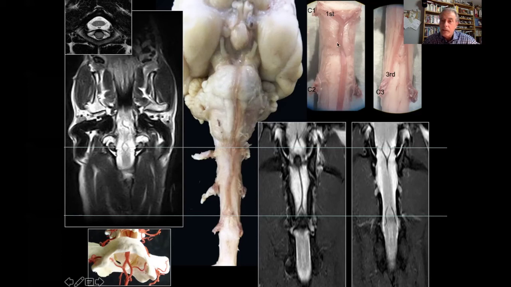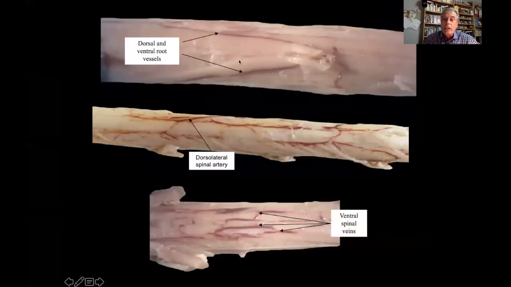There are no radicular arteries, or if there are, they are very thin, for the second cervical spinal nerve. And then there is a big one, at the ventral aspect, for the third cervical spinal nerve. And as you see, there is a big one for the third cervical spinal nerve. So in these images, you see these are the roots of a spinal nerve, and you can identify the radicular arteries, the dorsal and the ventral radicular arteries.